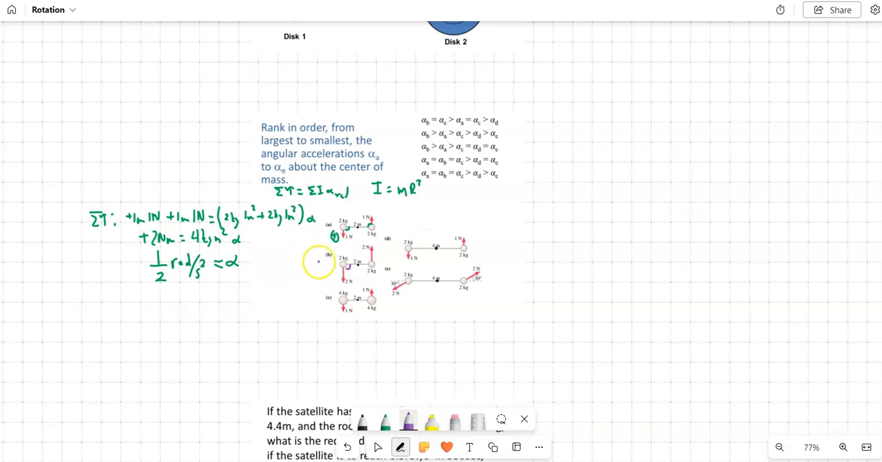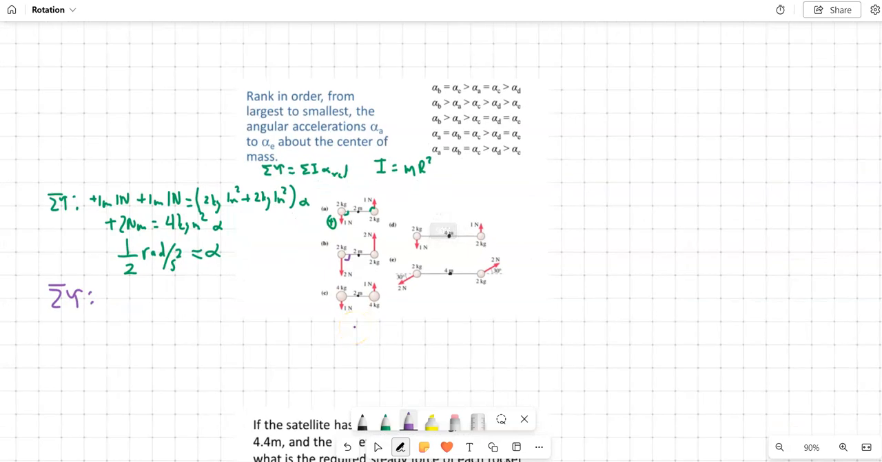Let's check out what part B is. Okay, so we're going to sum the torques for part B. Again, it's going to be a positive torque. And this left guy right here is 1 meter away, and it's 2 Newtons of force this time. Now we're going to sum the torques on the other side. So that's also 1 meter away and a positive torque, and it's also 2 Newtons of force.